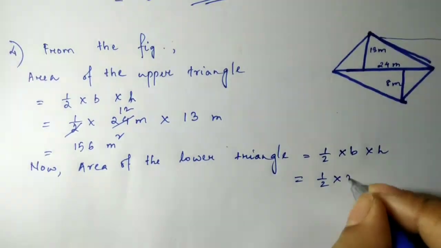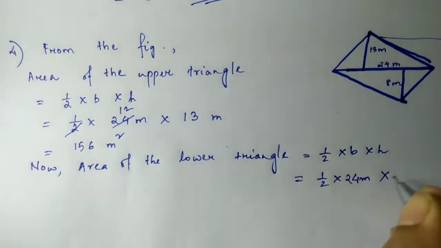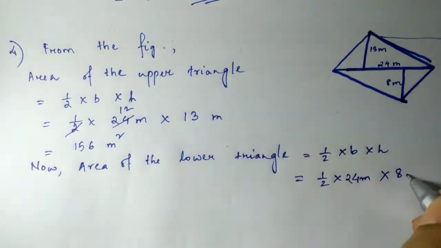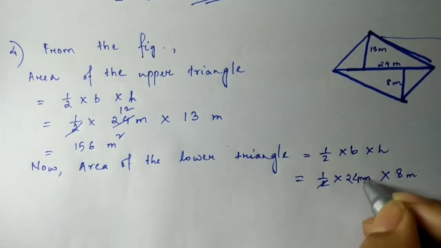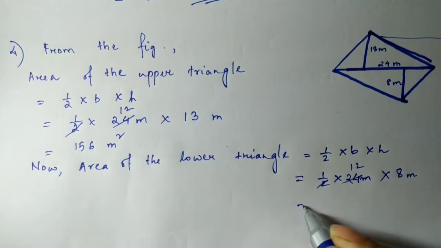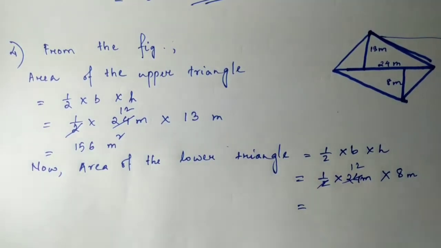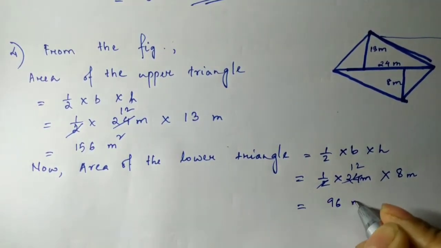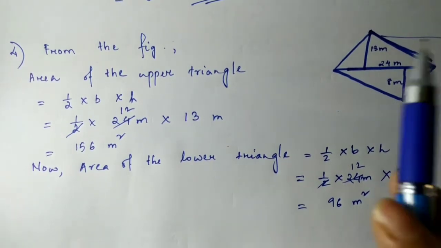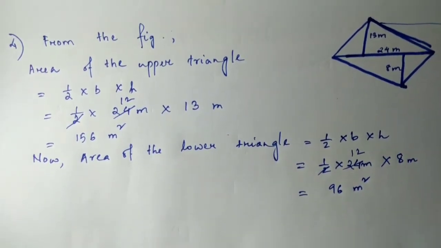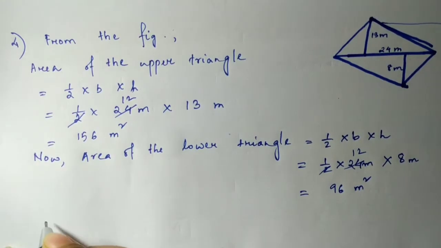Base will be the same, that is 24 meters, and the height will be, this time, 8 meters. So 12 into 8 is equal to 96 meters. Now I have the area of both the triangles. So how do I find the area of the quadrilateral field?